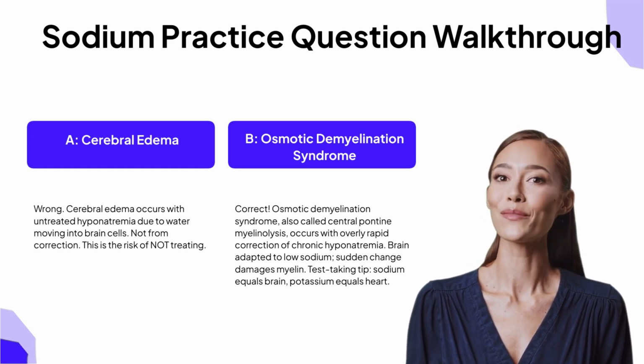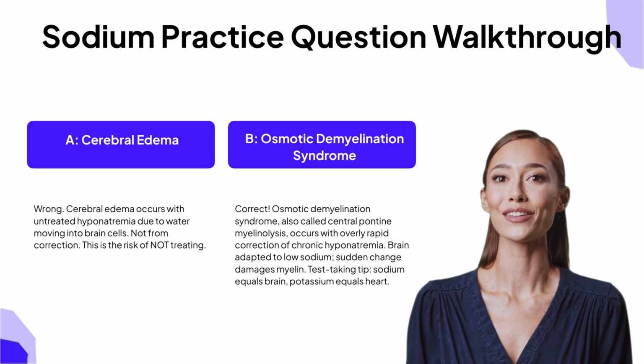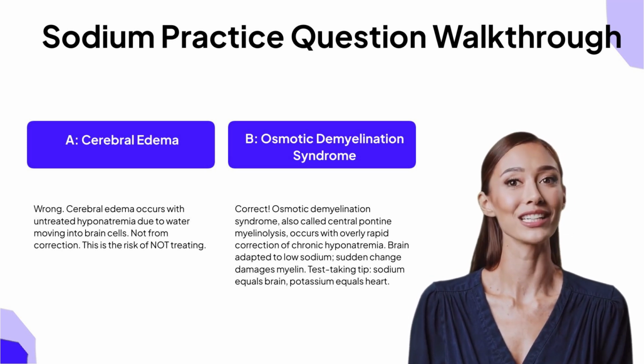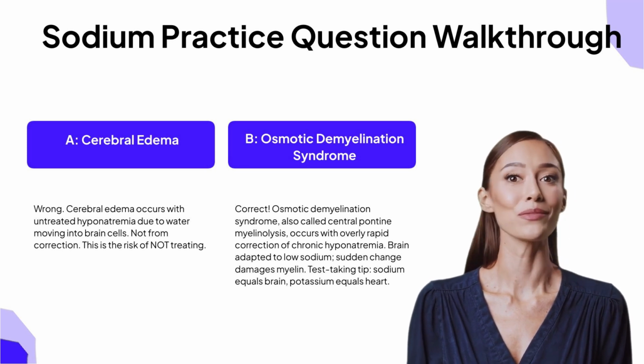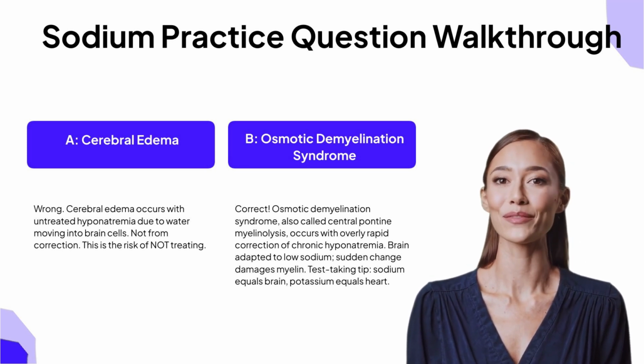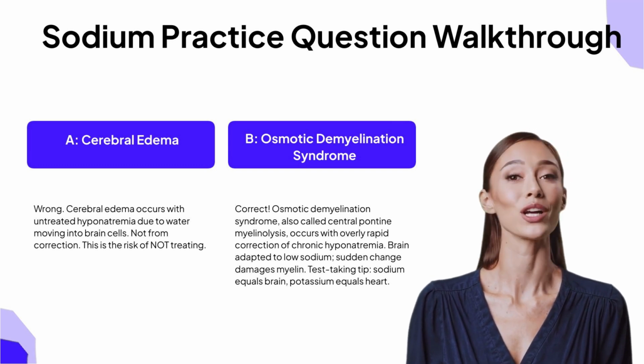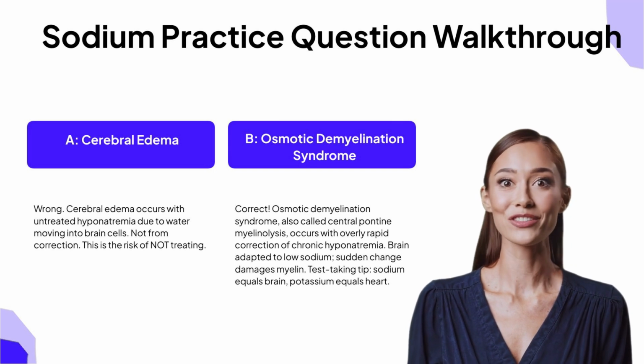Option A, cerebral edema, is actually what happens if you do not treat hyponatremia. Water moves into brain cells and causes swelling. Remember our test-taking tip. Sodium problems equal brain problems. Potassium problems equal heart and electrocardiogram problems.